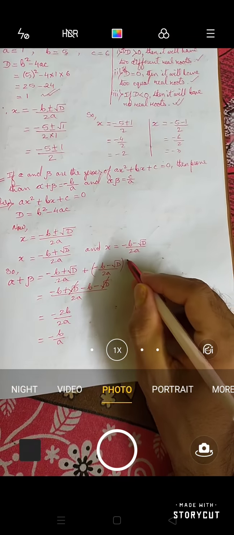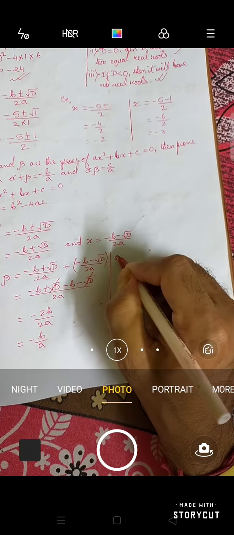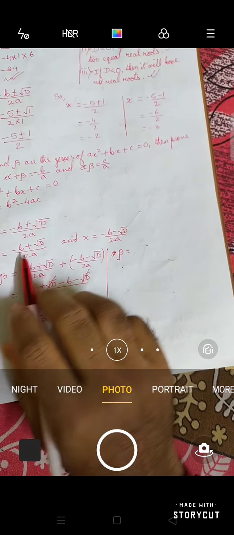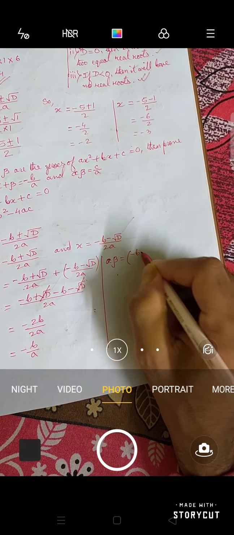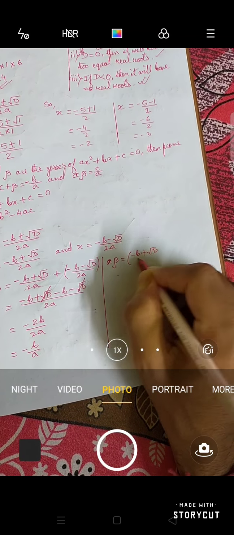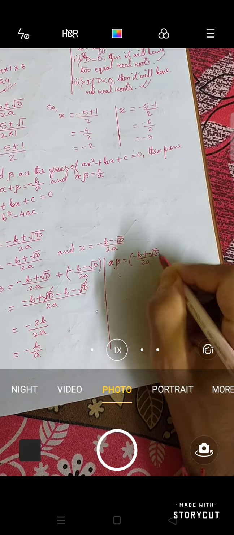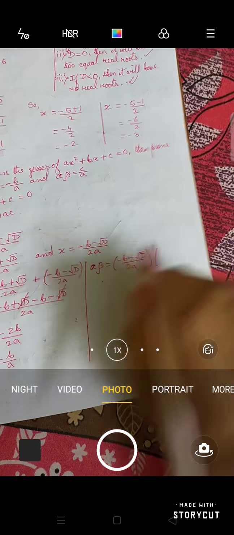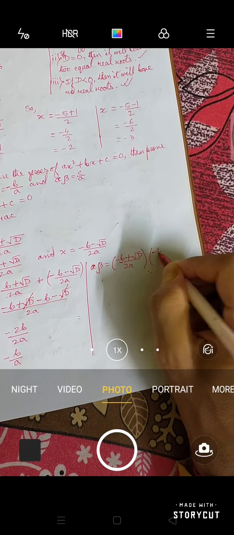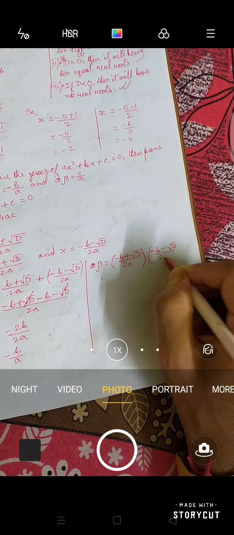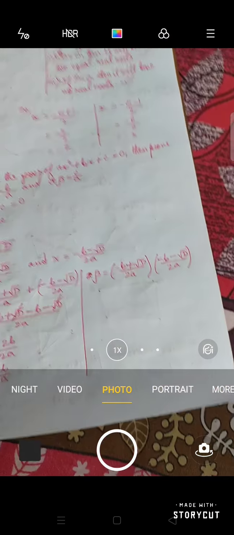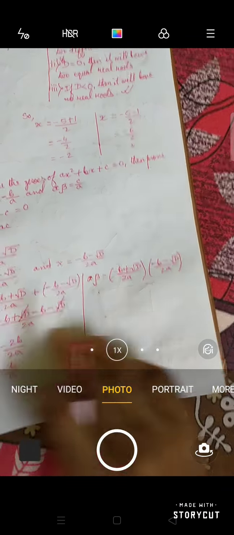Now another one, alpha into beta. So alpha into beta, that means this into this. So we will be multiplying minus b plus root D by 2a into minus b minus root D by 2a. Okay?